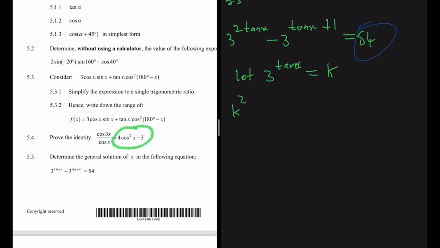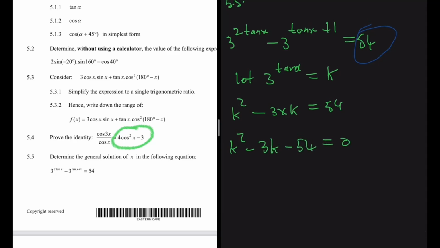I think it does. And in place of minus 3 to the power tan of x plus 1, let me break that down for you first, right? So 3 to the tan x plus 1 is the same as 3 to the tan x multiplied by 3, right? So here we're going to have minus 3 multiplied by k, and then that is all equal to 54, right? So now we can take 54 to the left hand side. We're going to get k squared minus 3k minus 54 is equal to 0, right?